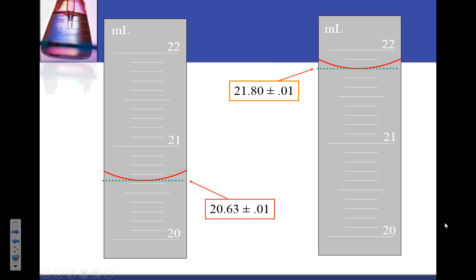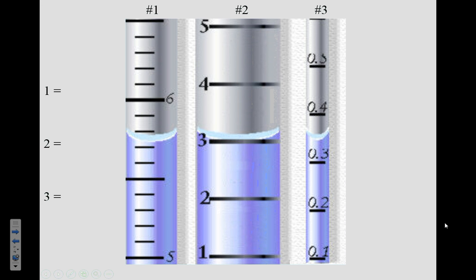Top one, it's definitely right at that 21.8. But since I can estimate to the hundredths, that means 0 hundredths. So I'm going to put 21.80. And remember, there's some slight uncertainty to these numbers. That last digit is an estimate, so there's going to be some slight variance. But we will still get very close together if we're using the device properly.